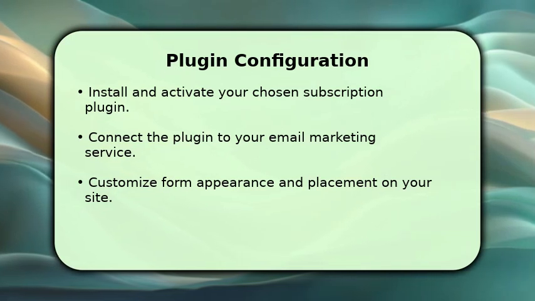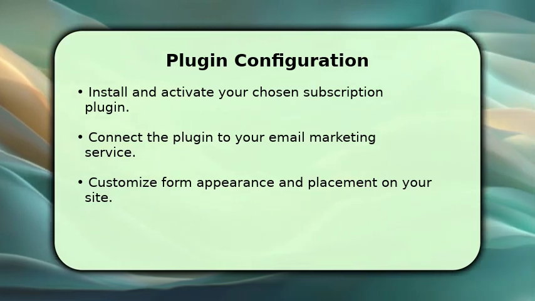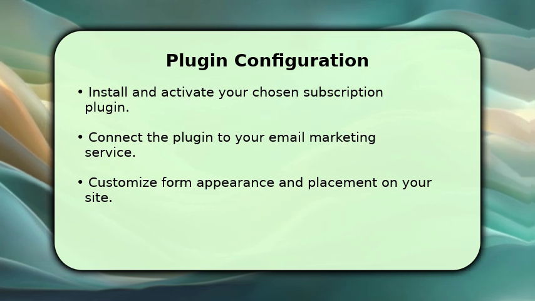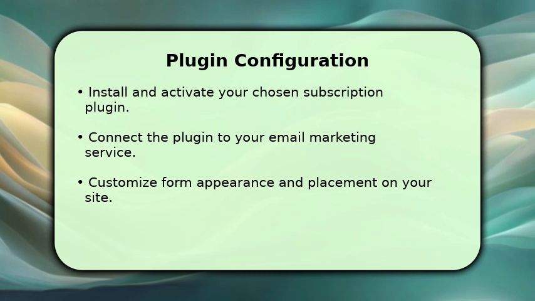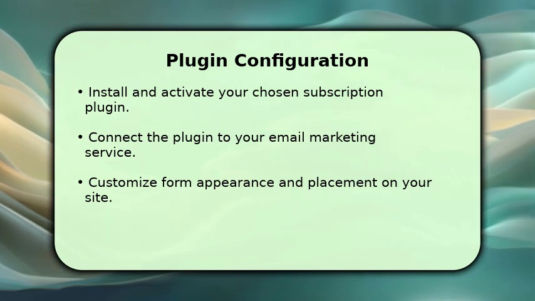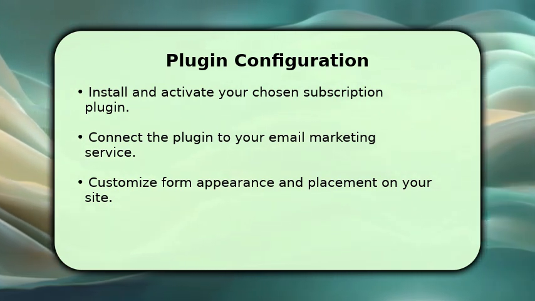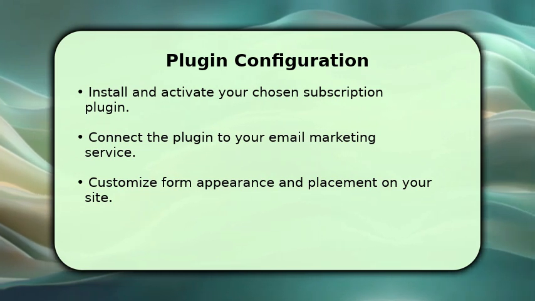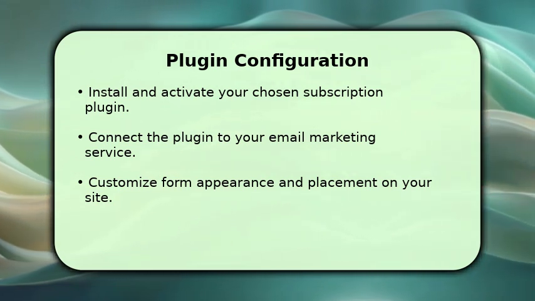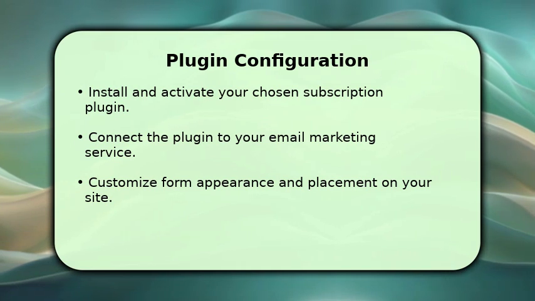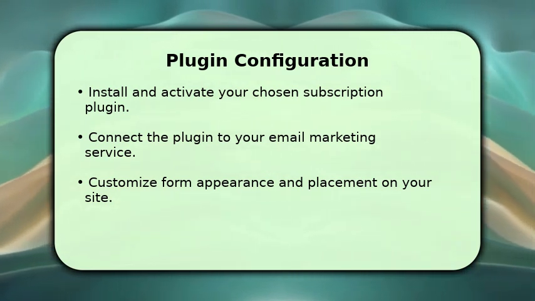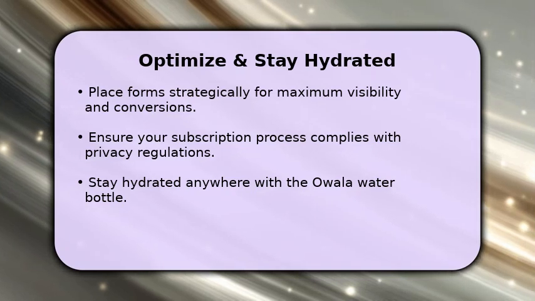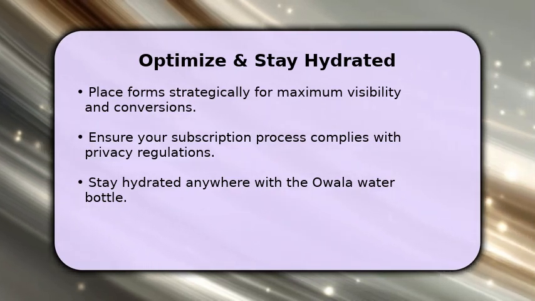Let's walk through configuring a typical plugin. First, install and activate your preferred subscription plugin from the WordPress dashboard. Next, navigate to its settings to connect it with your email marketing service, often requiring an API key. Finally, customize the form's appearance to match your brand and decide where it will display, such as in a sidebar, footer, or pop-up.